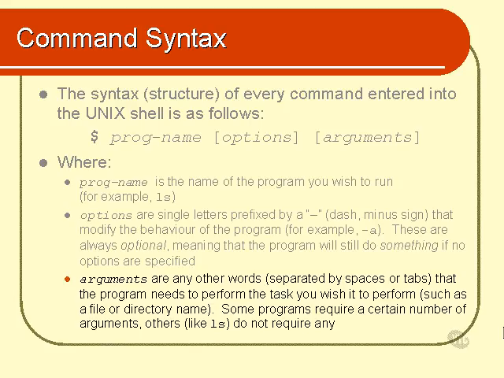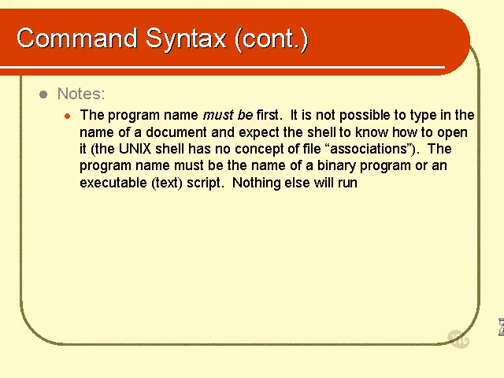Let's look into that in a little more detail, some notes about all that. It is absolutely imperative that the name of the program be first on the command line. It's not possible to type the arguments or the options first. In particular, it is not simply possible to type in the name of a document that you're trying to open. You can't just type in accounts.doc. The shell would not know what to do with that. Incidentally, if you're familiar with Windows systems, Windows has file associations. Unix does not. If you don't know what that means, don't worry.